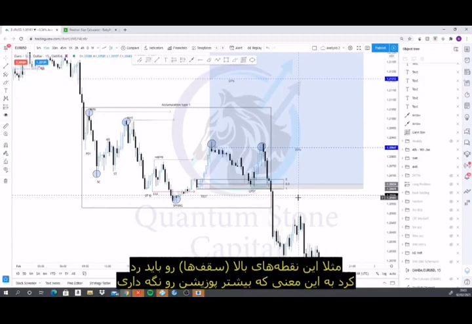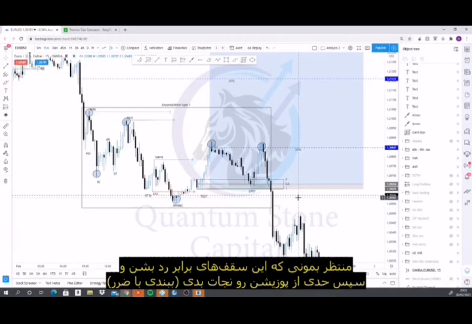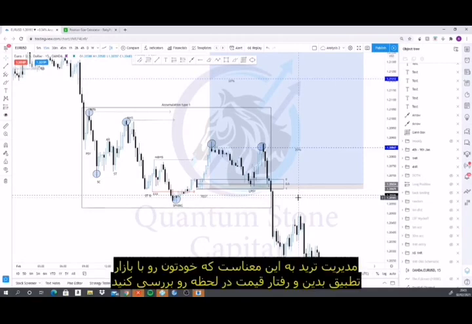For example, there's relative equal highs that need to be swept. You could possibly hold your position a bit longer and wait for those relative equal highs to be swept and then take partials, if that makes sense. So it's about adapting to the market regarding what price is doing in that current moment.